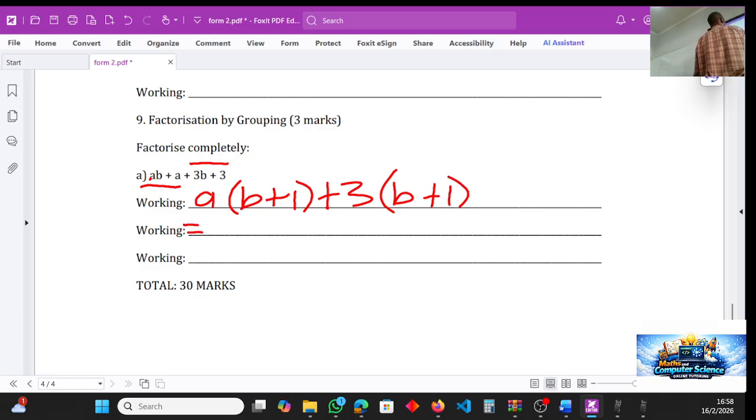Now the rule says we'll inspect what's inside the brackets. The moment it's identical, then I'll build two brackets, whereby what's identical will be stored in the second bracket. So for this case, it will be b plus 1. And what remains will be accommodated in the first bracket. I've got a here, I've got 3, so they'll be stored in the first bracket. So those will be the factors.